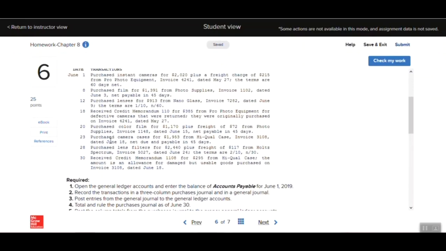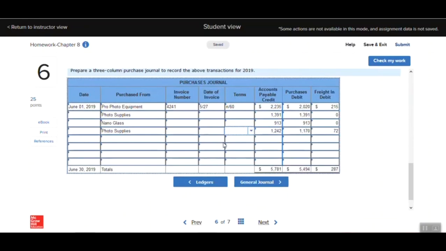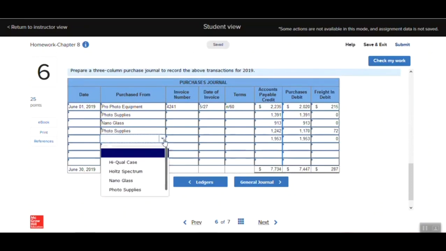Let's see, on the 23rd, purchase camera cases for $1,953 from High Qual. I don't see any freight. It's due in 45 days. So we're going to record the amount of the purchase, which is $1,953, no freight. So the total we owe them is $1,953. That was to High Qual.